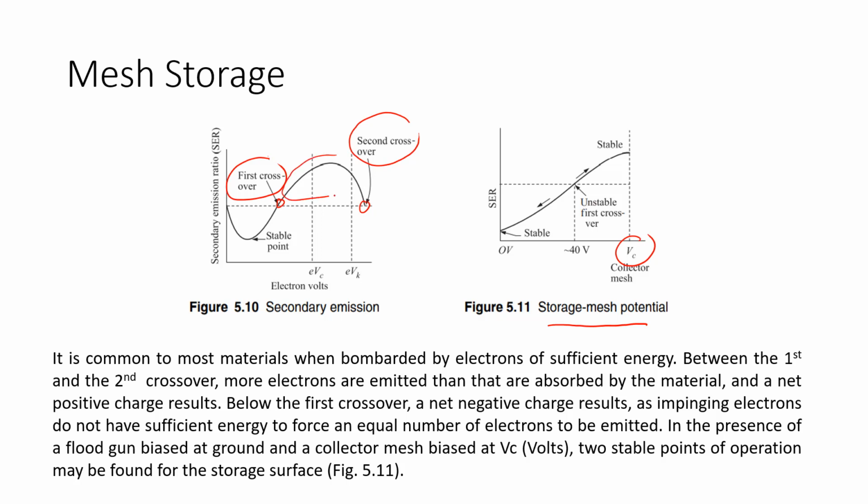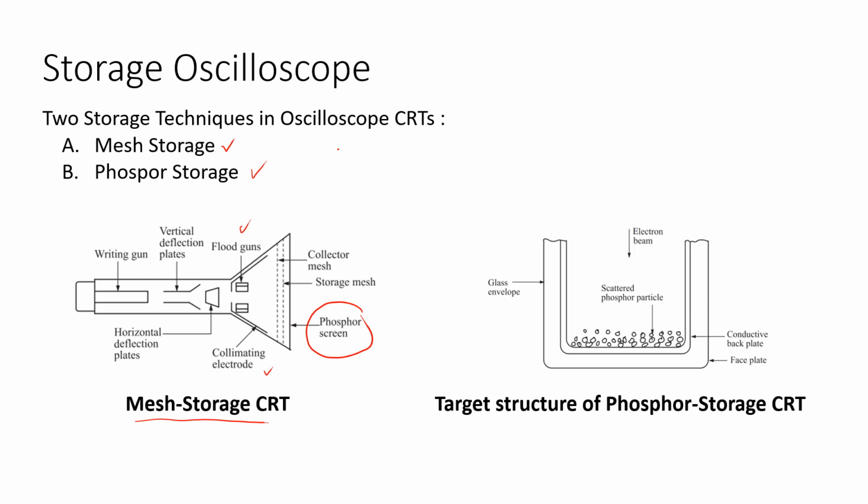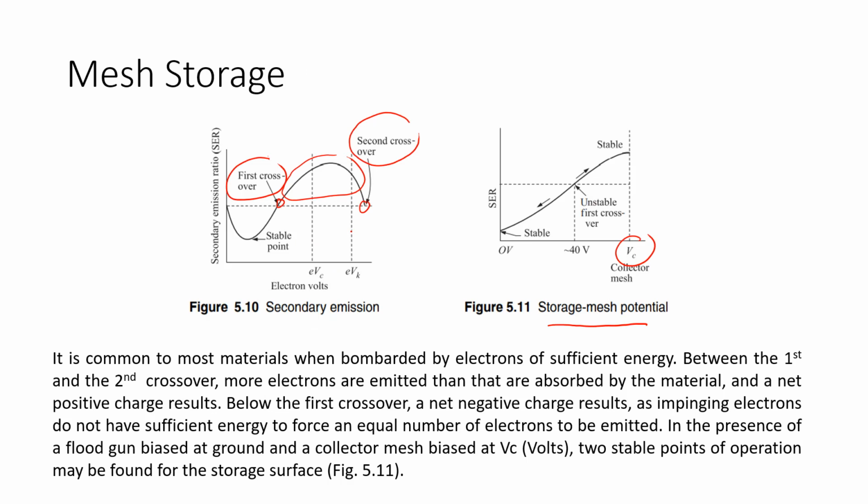In this area, more electrons will be emitted from the material. We can increase the voltage of the collector mesh, this one here. So if electrons are emitted from the material, there is more carrier flow through the material. It means that we can increase the voltage of the collector mesh. So you can see here, this is the storage mesh potential.